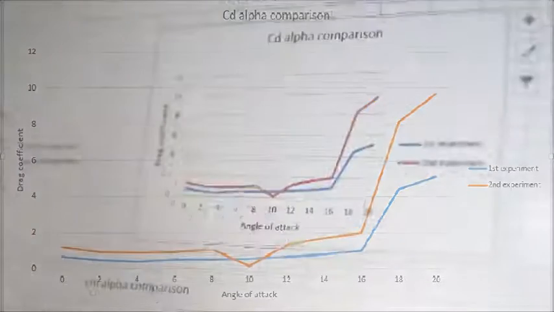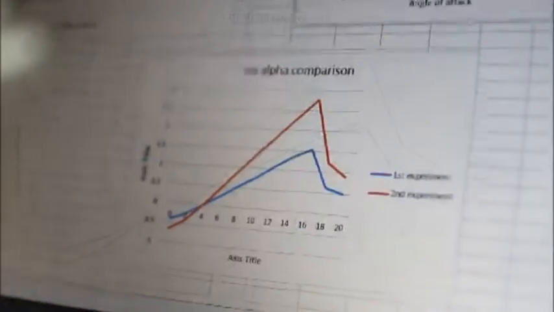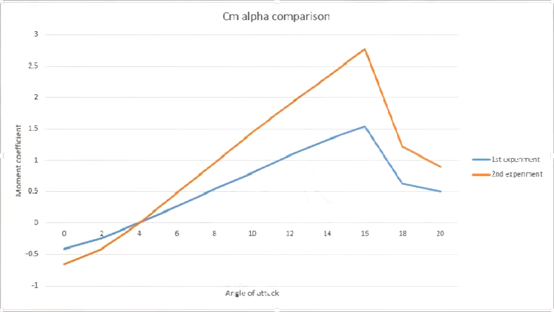For the third graph, which is the CM alpha curve, we can see that the higher Reynolds number from the second experiment, which is the orange line, will give a higher slope of the pitching moment coefficient, as you can see in the orange line. So we can conclude that an increase of Reynolds number results in an increase of pitching moment.